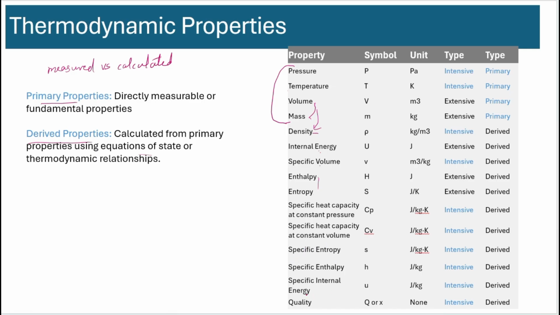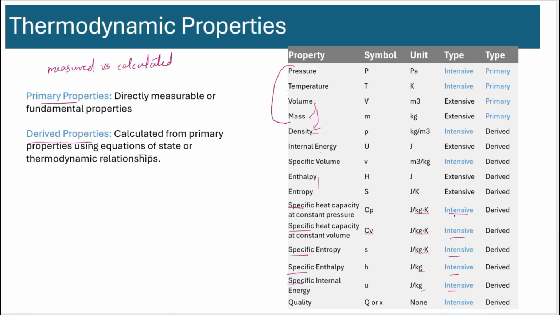A lot of these properties could be derived using pressure and temperature, or at least two independent intensive properties. And you have to remember that any specific property will always be intensive, because it has a per kilogram or per mass feature that makes it independent of mass.